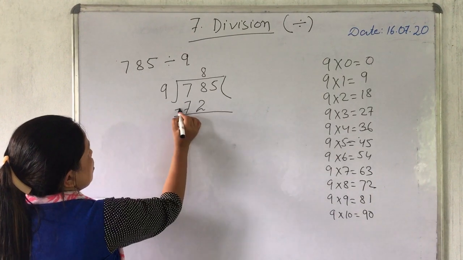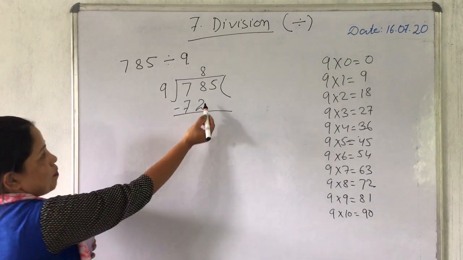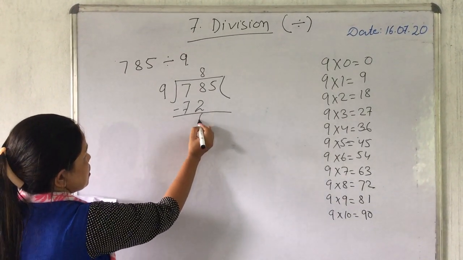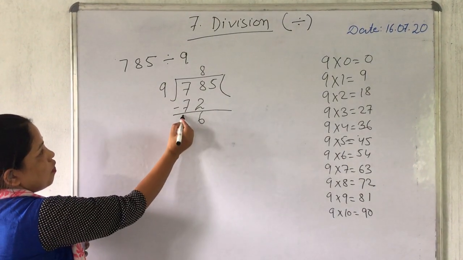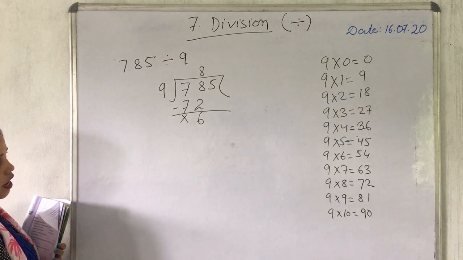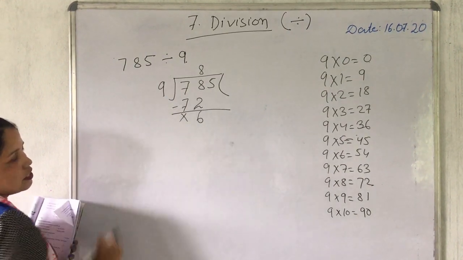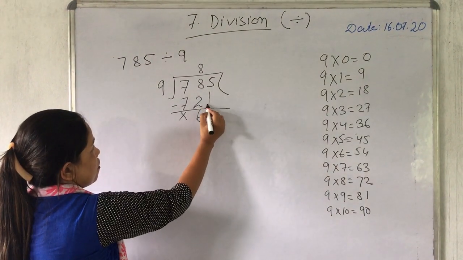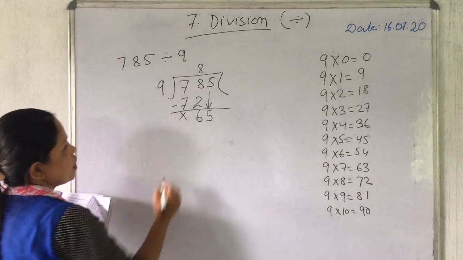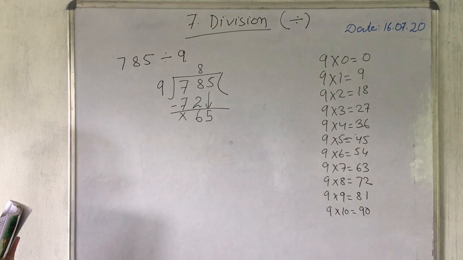Got it? Now subtract. So 8 minus 2 is 6. Okay. Now here 7 minus 7 is 0, or you can cross it out. Now here is 6 and here is 9. Can you divide? No. So again you put this 5 down here. It's become 65. Okay children.